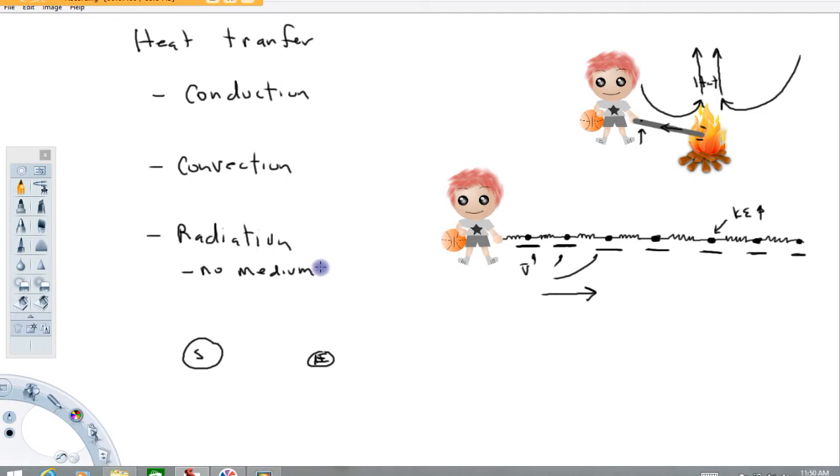Radiation requires no medium. So again, this is just meant to be an introductory video into the three modes of heat transfer.